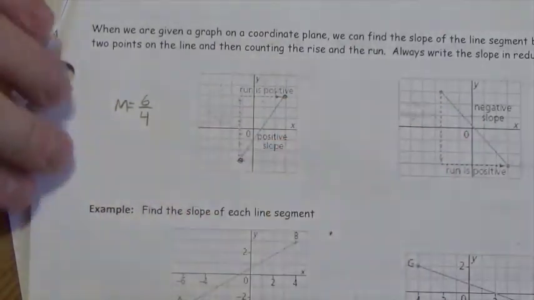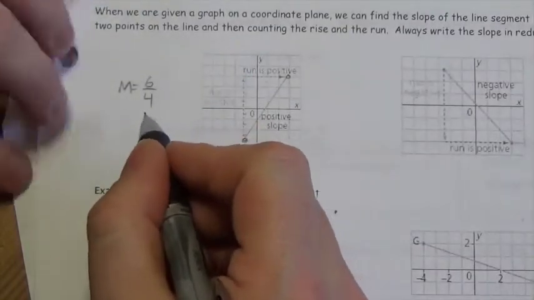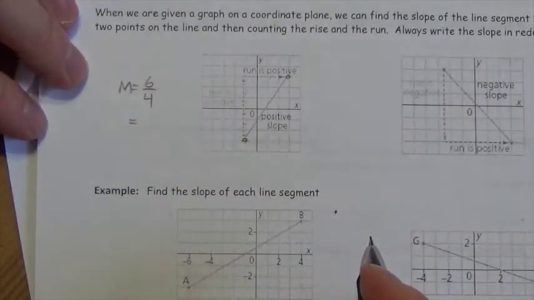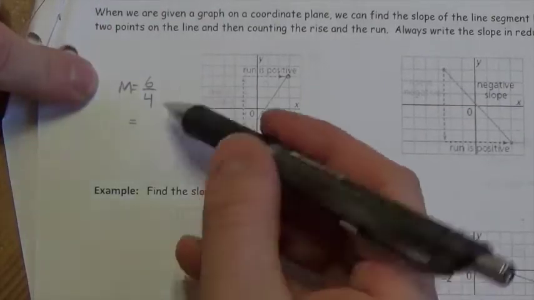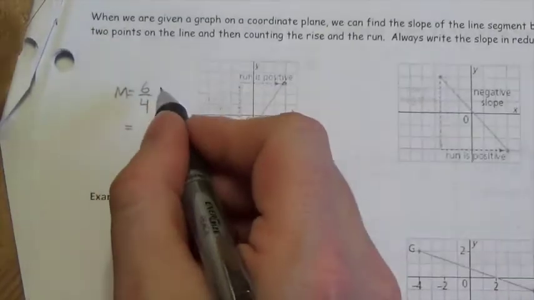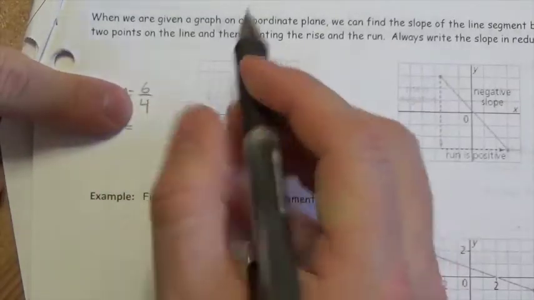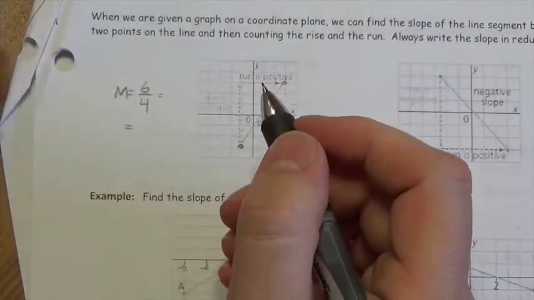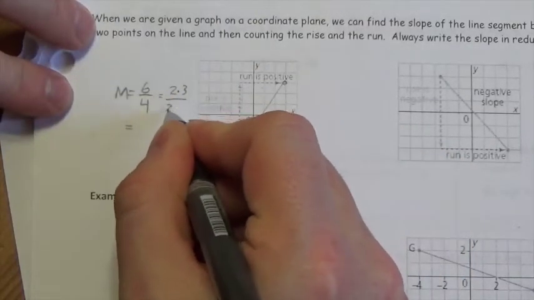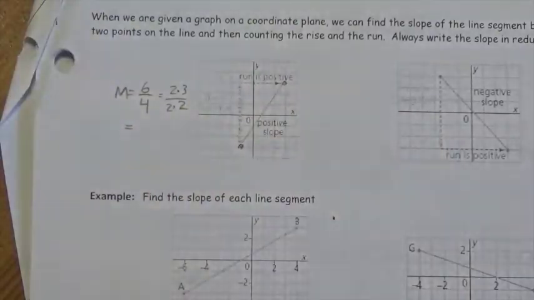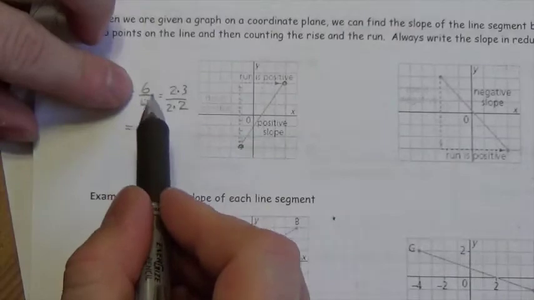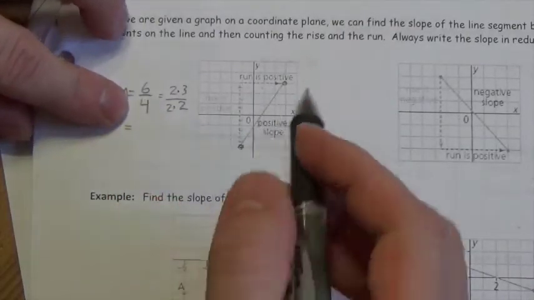So 6 over 4. Now, this would not be the best way to write this, and please, please don't leave it like that. When you have an opportunity to simplify, you should always simplify. Notice that both 6 and 4 have a common factor of 2 in there. Now, I'm going to write this out because I've noticed recently that this is not something that people are coming to class comfortable with. 6 is 2 times 3, 4 is 2 times 2.